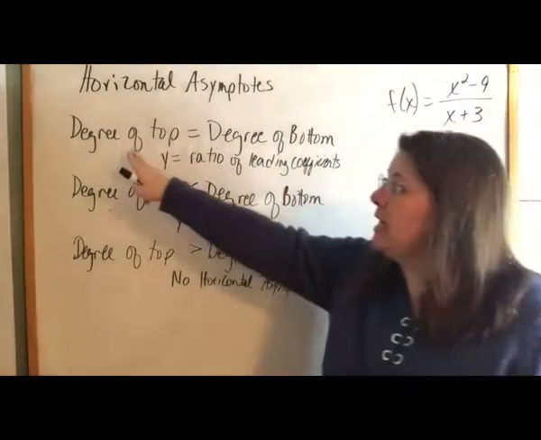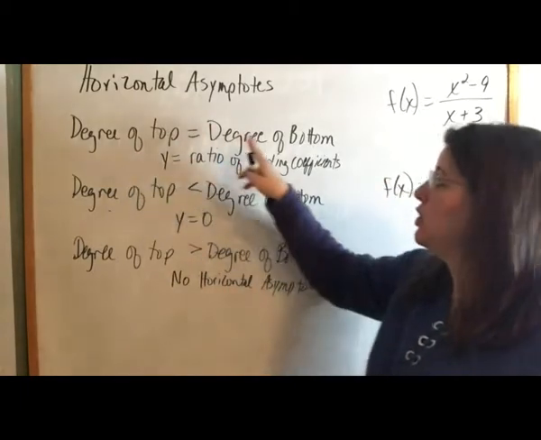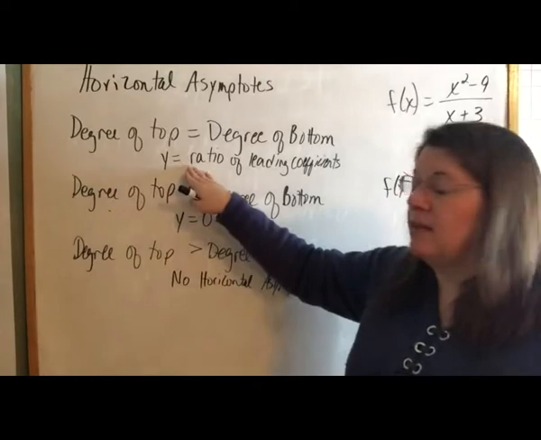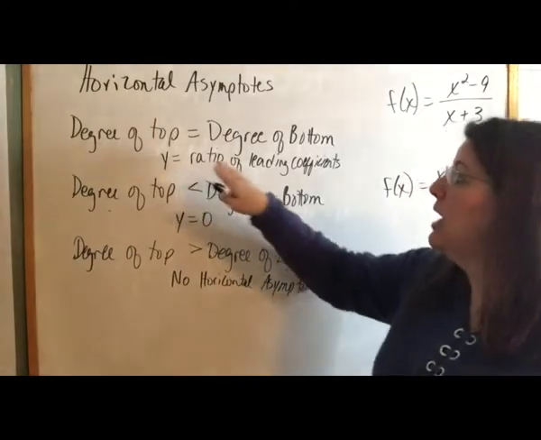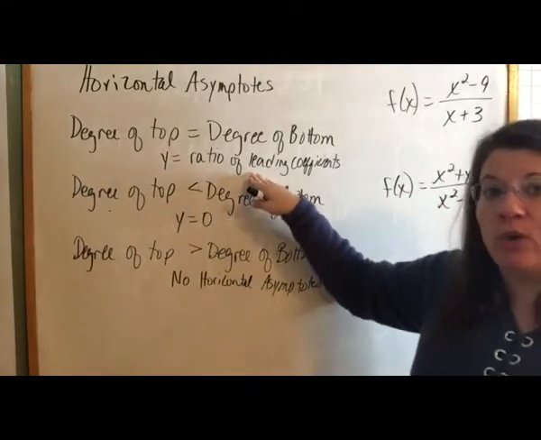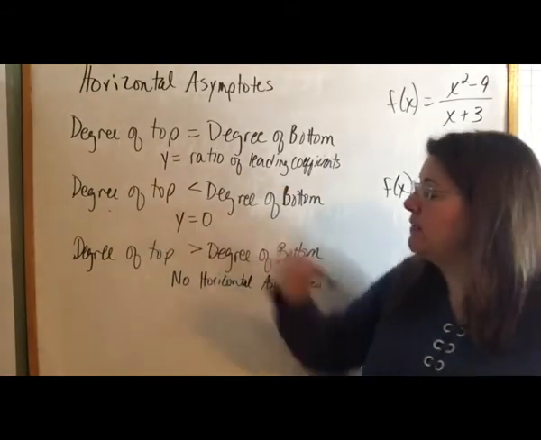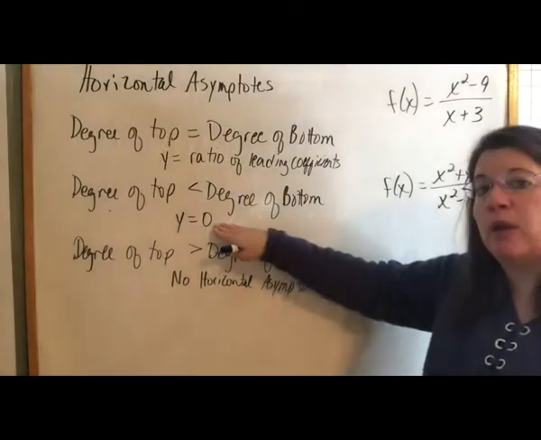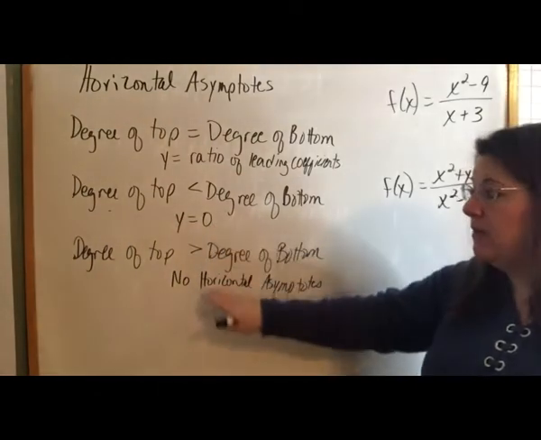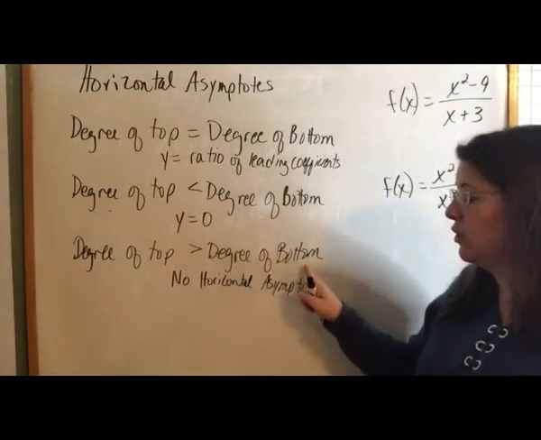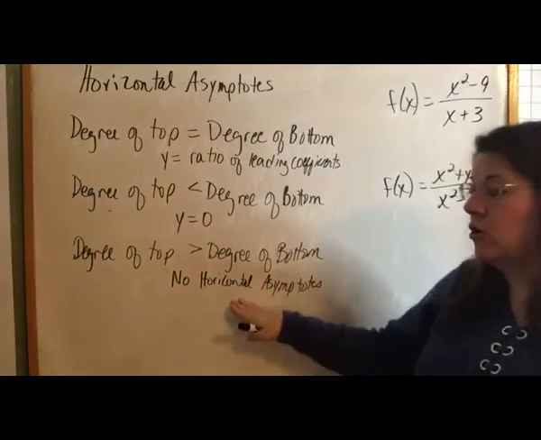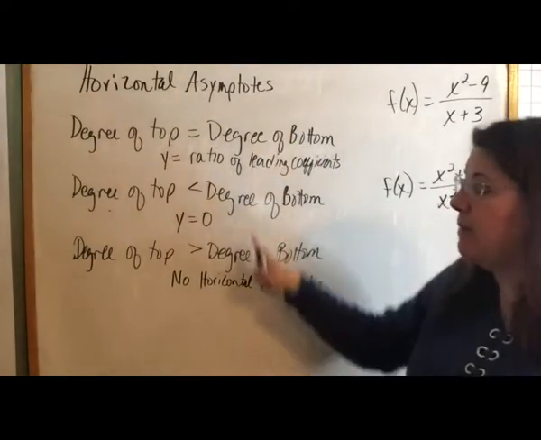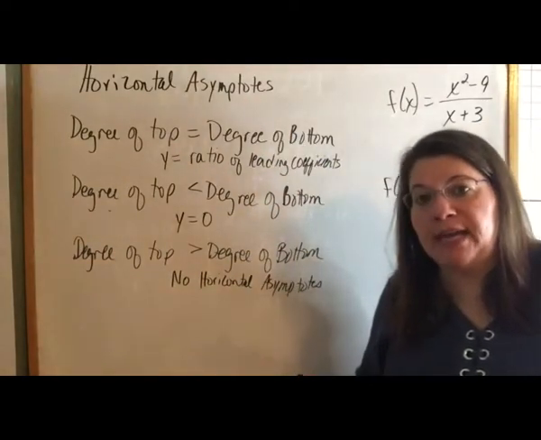If the degree of the top expression is equal to the degree of the bottom expression, then your horizontal asymptote is the equation y equals the ratio of the leading coefficients. If the degree of the top is less than the degree of the bottom, then your horizontal asymptote is at y equals 0. And if the degree of the top is greater than the degree of the bottom, then there are no horizontal asymptotes. So I want you to pause the video, go ahead and copy these down in your notes, and then we'll talk about that in some examples.